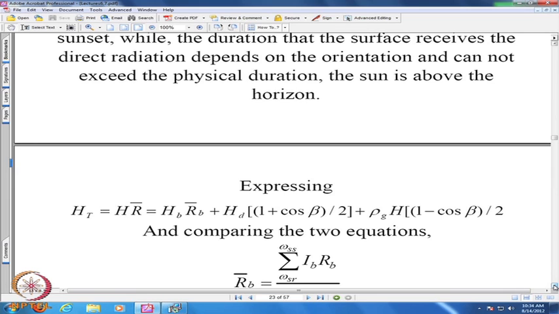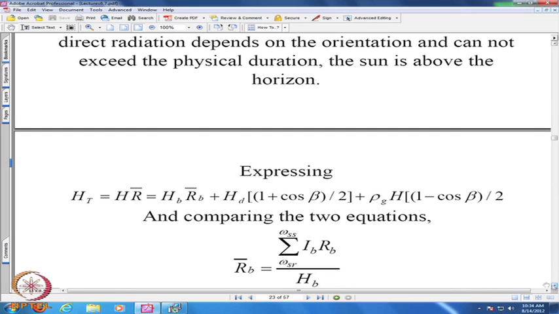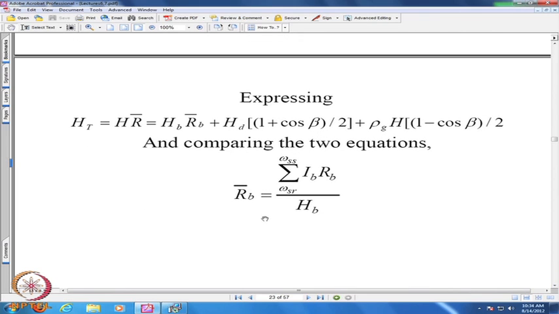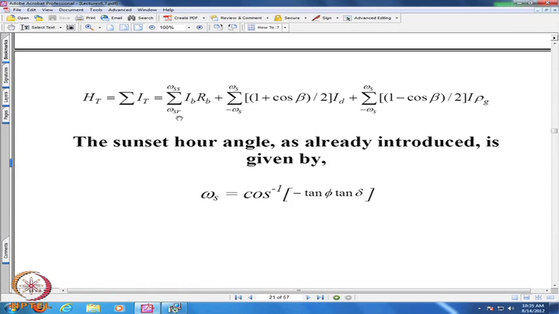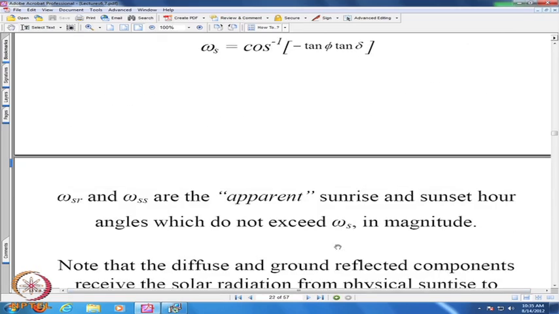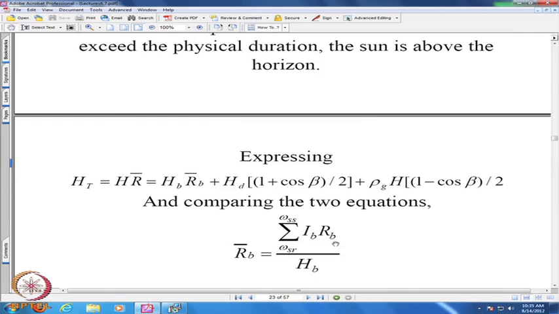Again, expressing it as a single factor R bar, you can write H t as comprising of the H b R b bar, plus H d. This is written analogous to the hourly value, but now we should realize that R b bar should be a weighted average of I b and R b upon H b. In other words, whatever the previous equation that we have shown over here, if you equate sigma I b R b to H b R b bar, it follows R b bar is summation of I b R b over H b, or sigma I b, you can write it any way you like.